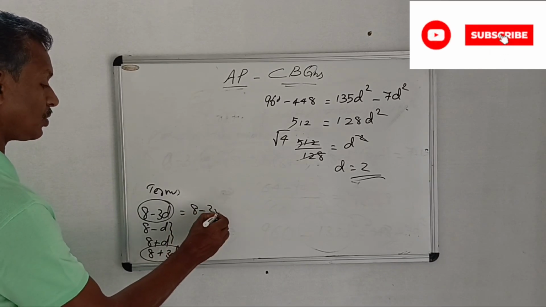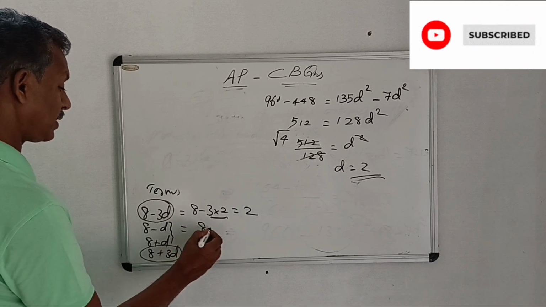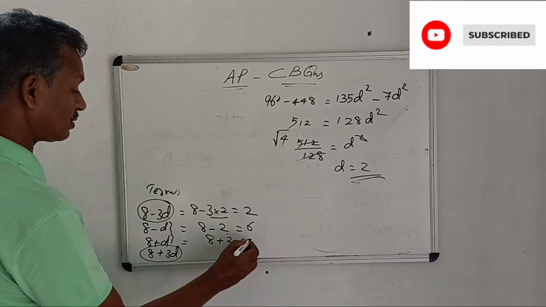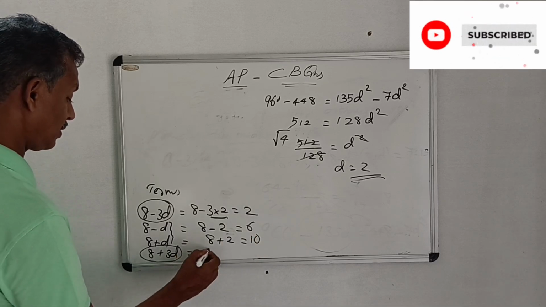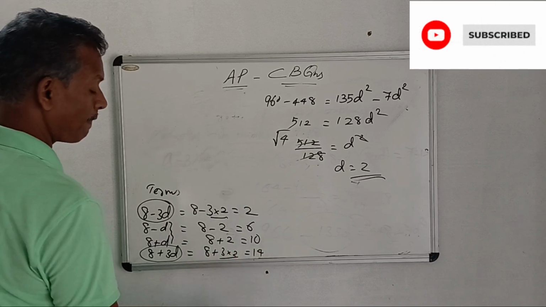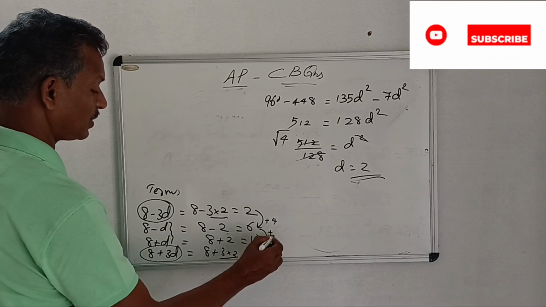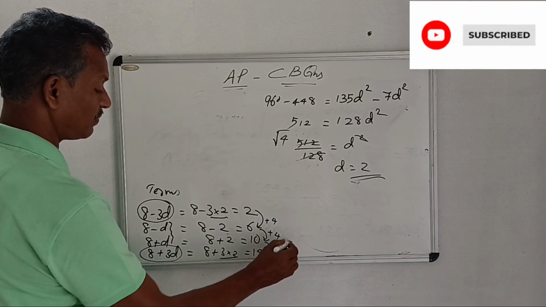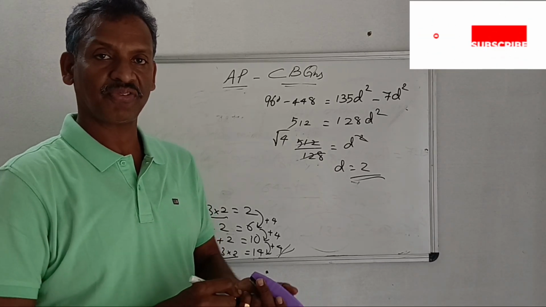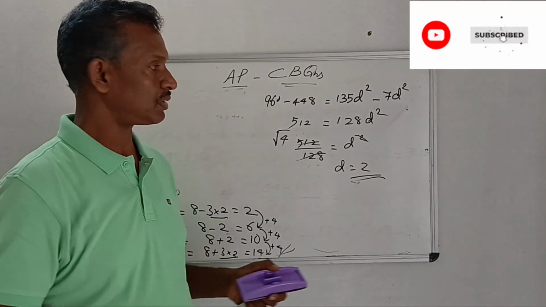8 minus 3 into 2, it is 6, 8 minus 6 is 2. 8 minus 2, it is 6. And 8 plus 2, it is 10. 8 plus 3 into 2, it is 6 plus 8, it is 14. Is it an AP? You see how much it is increasing? 4. Here again 4 is increased and again 4 is increased. You can verify. Okay, I hope you got a little bit from AP. We can continue in the next classes with other chapters and competency based.